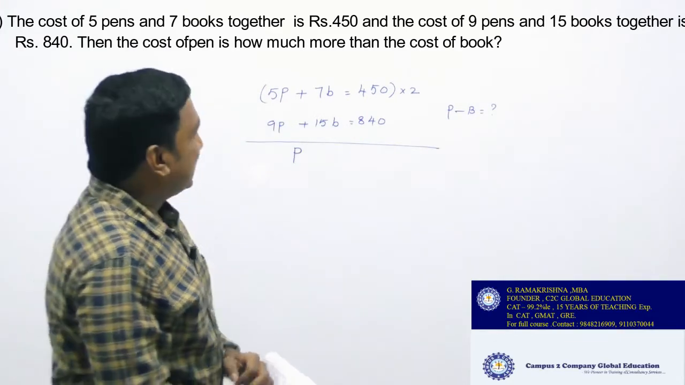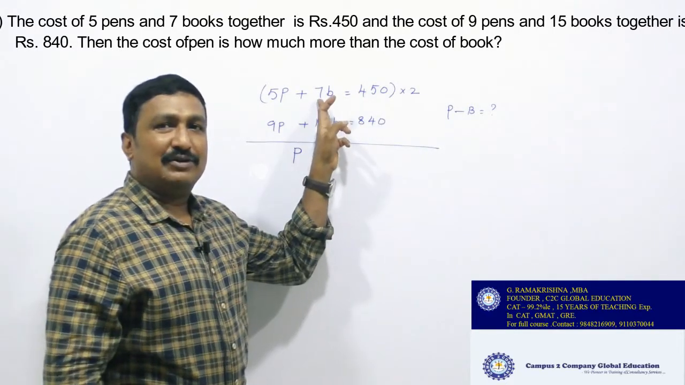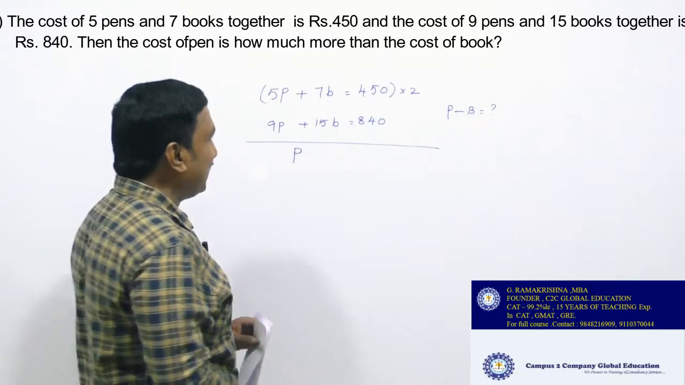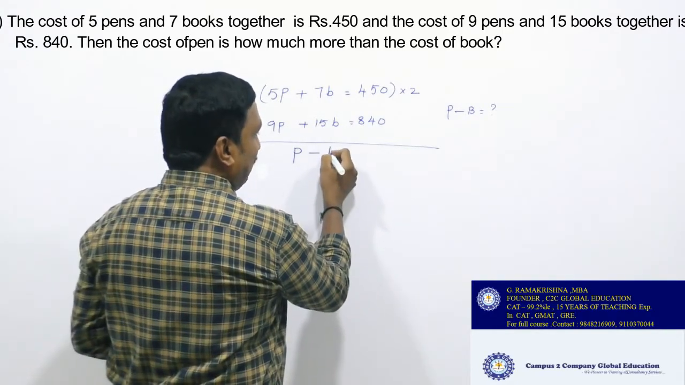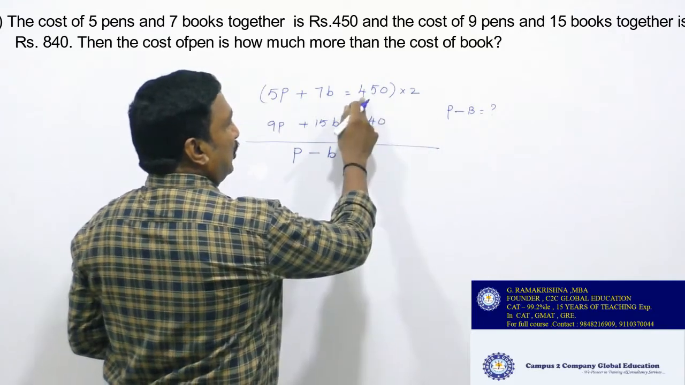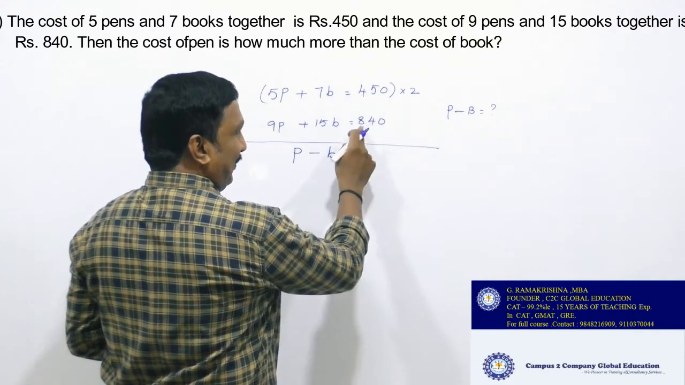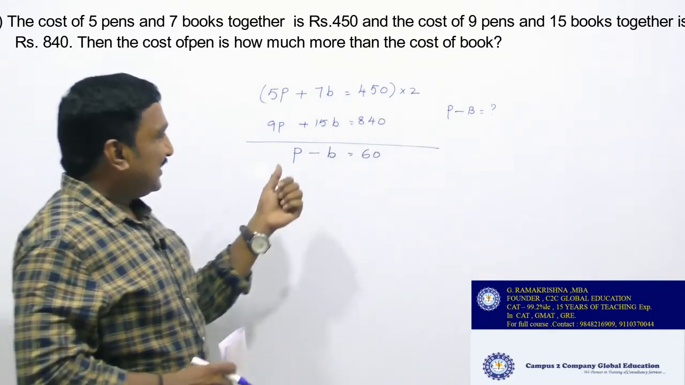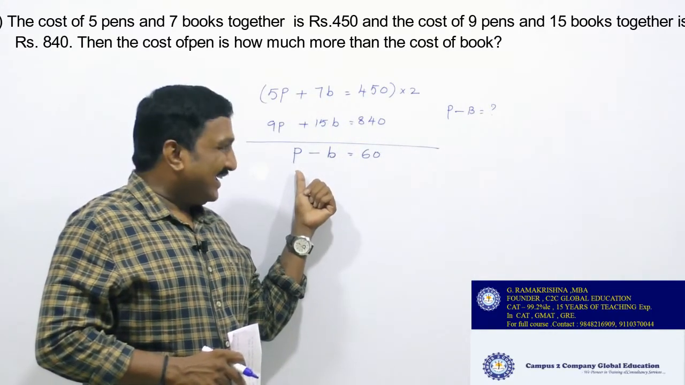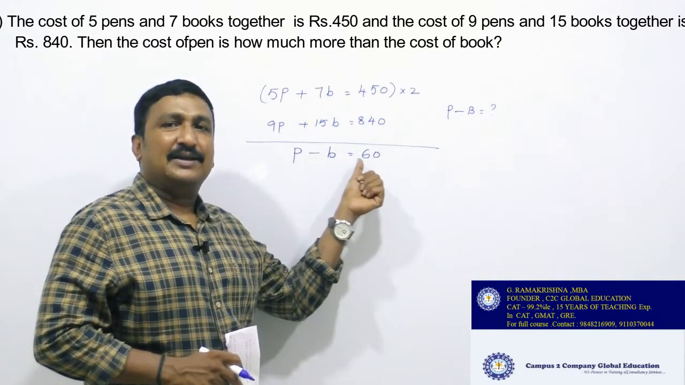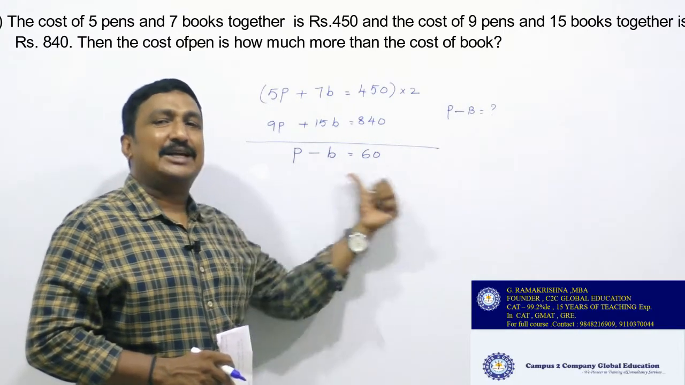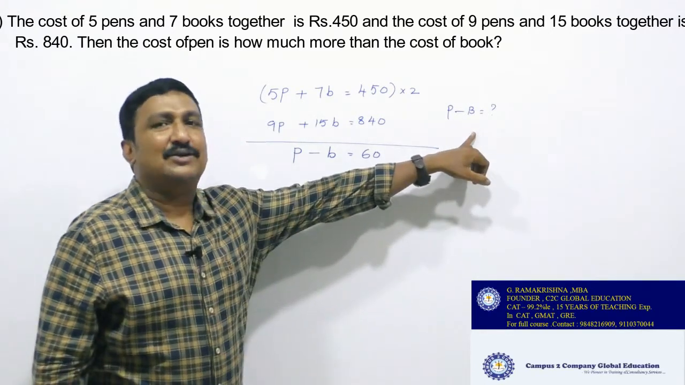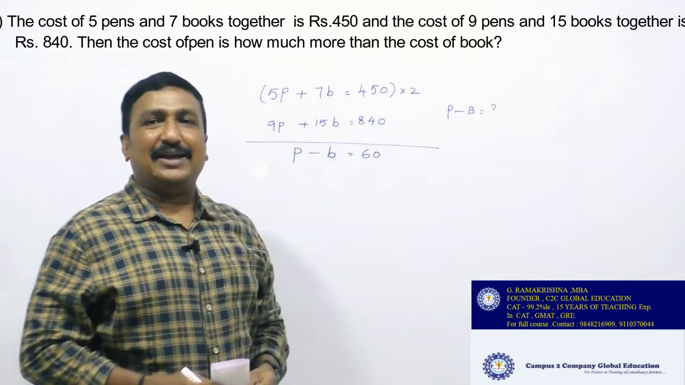Understood, friends? Similarly, 2 sevens are 14 books minus 15 books. So 14 minus 15 is equal to minus 1b, equal to 900 minus 840. How much will it come? 60. That means the cost of a pen is 60 rupees more than the cost of a book. So directly we got the answer. Here there is no need to calculate the p value and b value separately. Directly we can get the answer, friends.